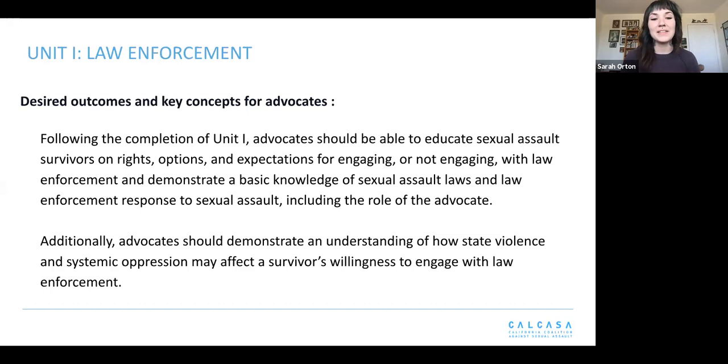And this is going to be something that's going to be a challenge, right? As you're having presumably a member of local law enforcement presenting this unit, asking them to really drive home the point of how state violence and systemic oppression might affect a survivor's willingness to engage with law enforcement is not necessarily expertise that your subject matter expert is going to have. So this would be one of those pieces that we'd want to lift up and make sure that the facilitator is really making sure to emphasize those points with the advocates, helping them to understand why a survivor may choose not to engage with law enforcement.